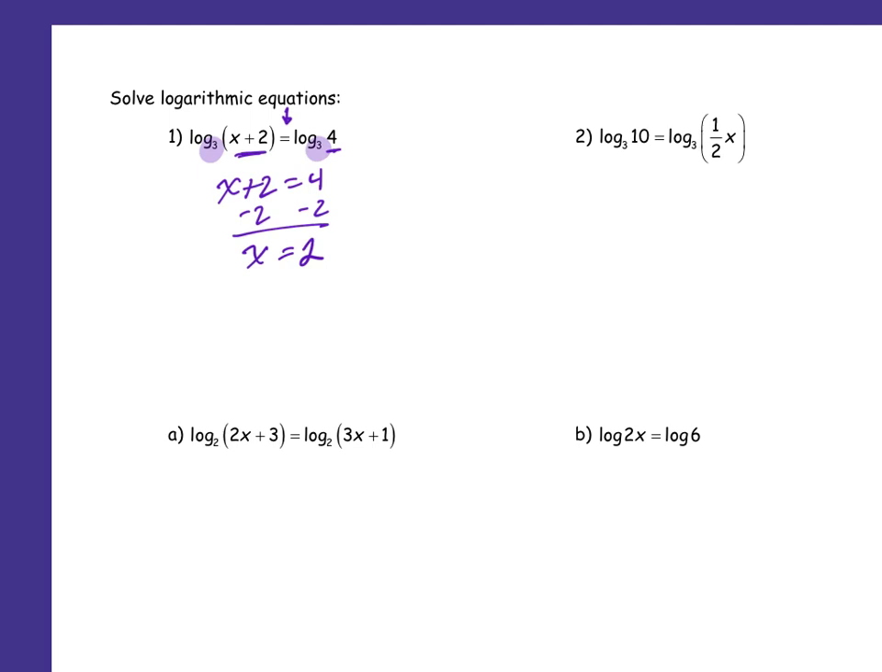So on the second one, again, they have the same base, so I'm just going to set them equal to each other. 10 equals 1/2 times x. Well, how do I undo a fraction? I multiply by the denominator. That gets rid of that, and I get x equals 20.